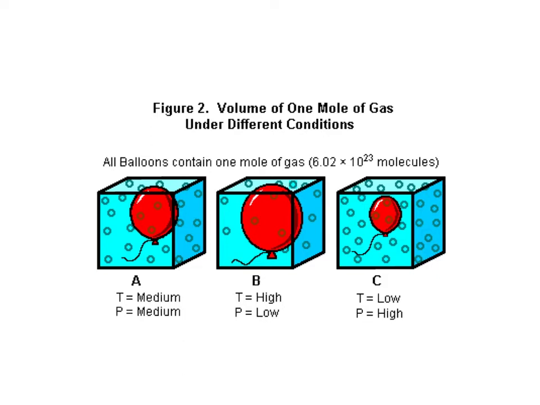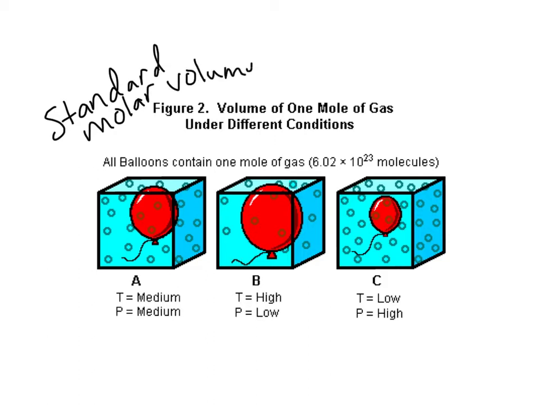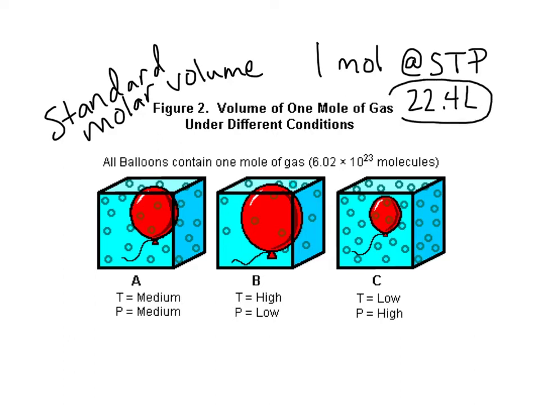That brings us to a point that we haven't talked about, and that is called standard molar volume. You want to write this down. Standard molar volume means that 1 mole of gas at STP, standard temperature and pressure, would be 22.4 liters. That's how much volume it would occupy. That's only at STP though, and sometimes we have a lot of different temperatures and pressures, so we have to use the ideal gas law to figure those out.